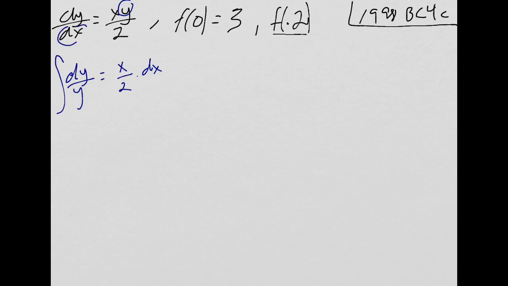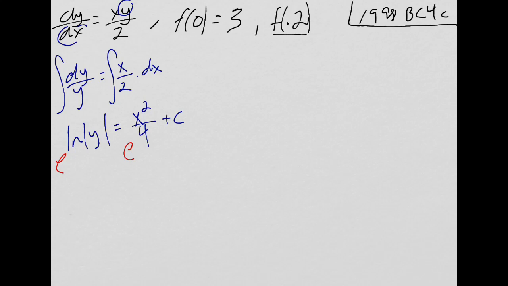So I integrate. The left side integrates to ln absolute value of y, and the right side integrates to x squared over 4 plus c. Now I want to solve for y, right? That's what they asked me to do. They say find y equals f of x. So I'm going to e to the on both sides, and I do that because e to the and ln are opposites, and this is just going to give me y.